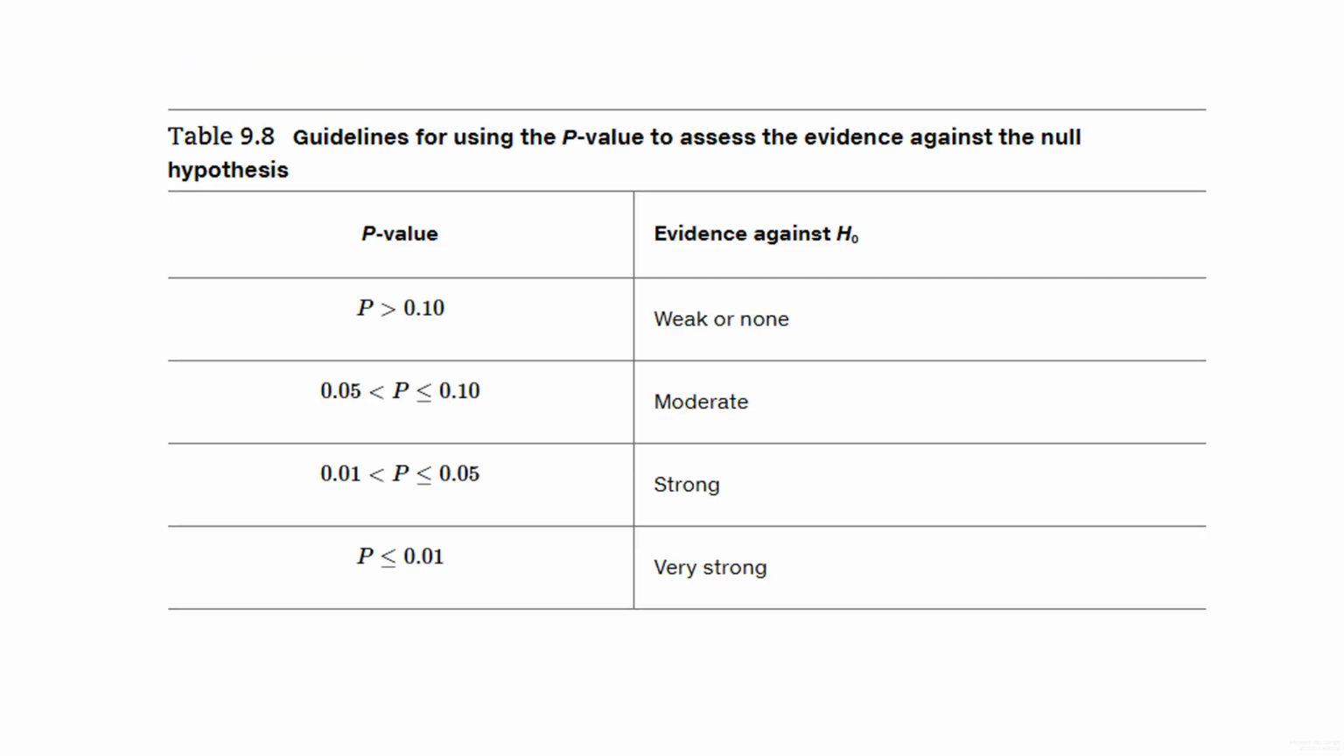And finally, here are some guidelines for using the p-value to assess the evidence against the null hypothesis. Essentially, the smaller your p-value, the more evidence you have against that null hypothesis.